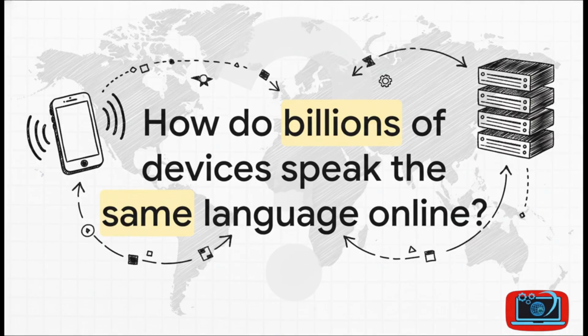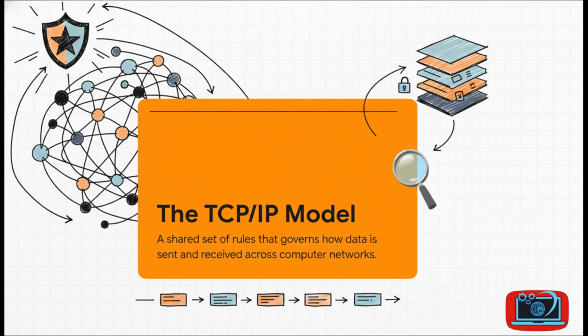So let's kick things off with a huge question, one that you probably don't even think about most of the time. How in the world do billions of different devices made by completely different companies all manage to speak the same language online? Seriously, how does your iPhone in, say, Japan, talk seamlessly to a server sitting in Brazil? Well, the answer is this amazing universal rulebook called the TCP/IP model.